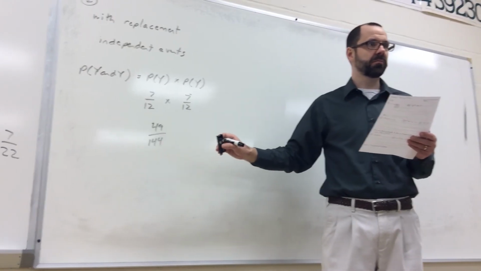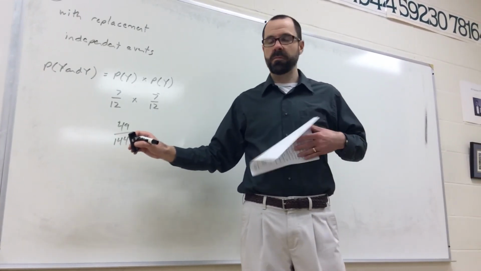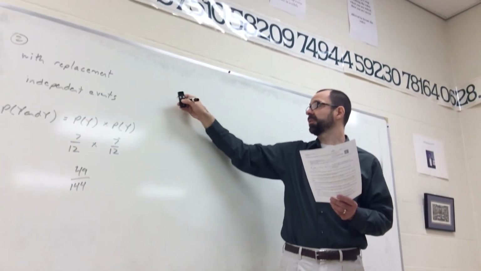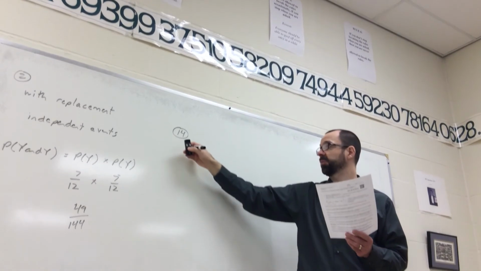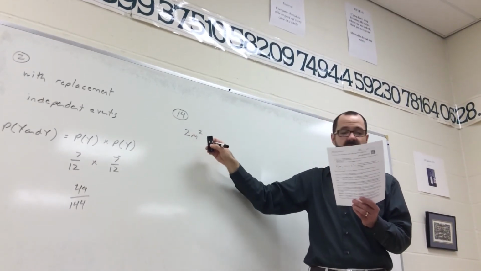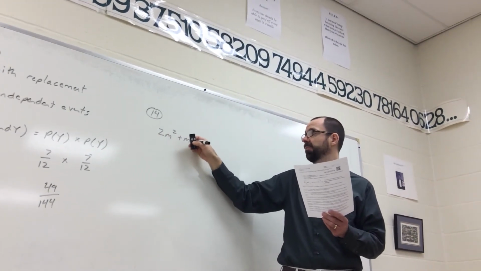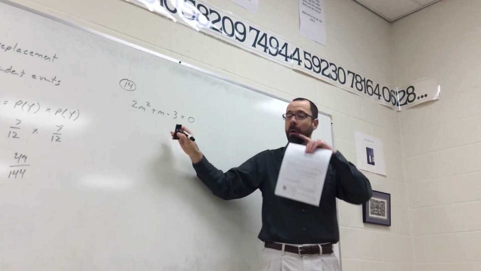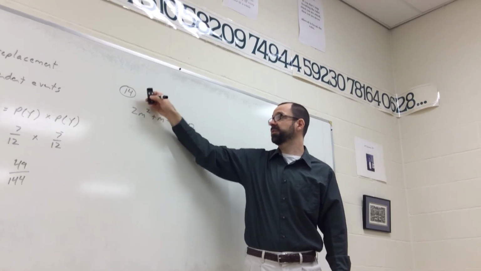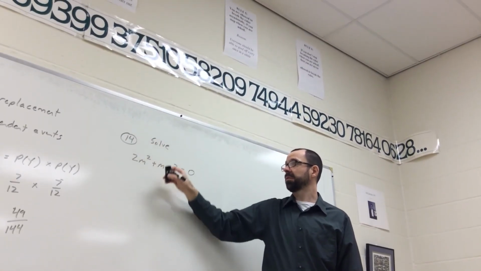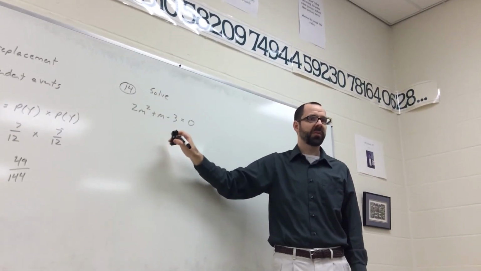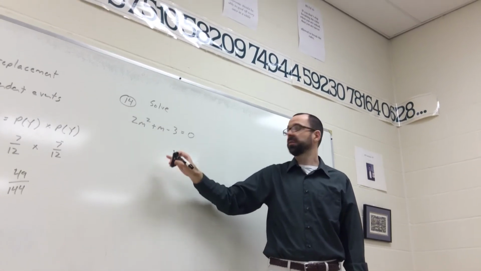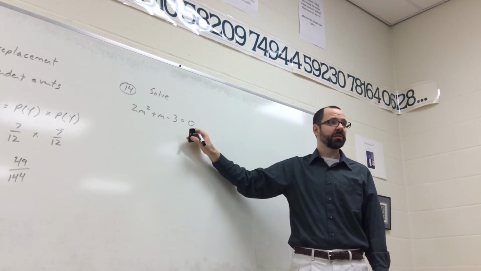Everybody doing okay? Okay, 14 is a little bit different. So let me write that problem down and we'll look at it together. This is 2m squared plus m minus 3 equals 0. And the directions say solve. So that means figure out what the m would need to be to make this come out to 0.